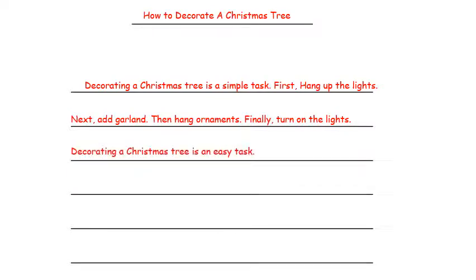Now I have to start with the details. First, so you see I'm using transitional words. First, hang up the lights. Next, this is the second step, add garland. Then, hang ornaments. Finally, turn on the lights. Now I have to finish my paragraph with a concluding sentence, decorating a Christmas tree is an easy task. And don't forget the indent at the beginning of the paragraph. The space is very important, and the organization of the paragraph is also very important.